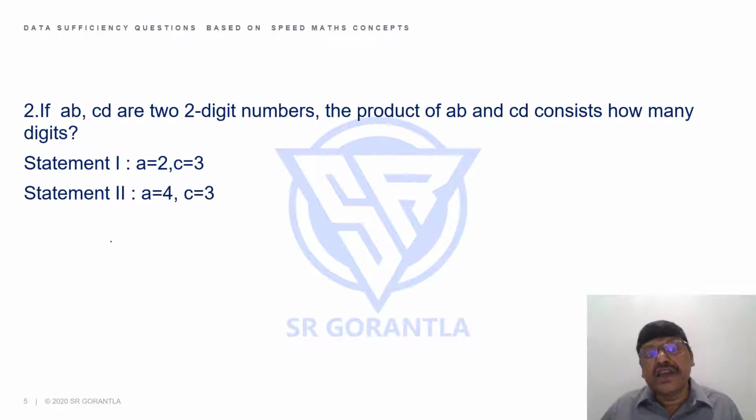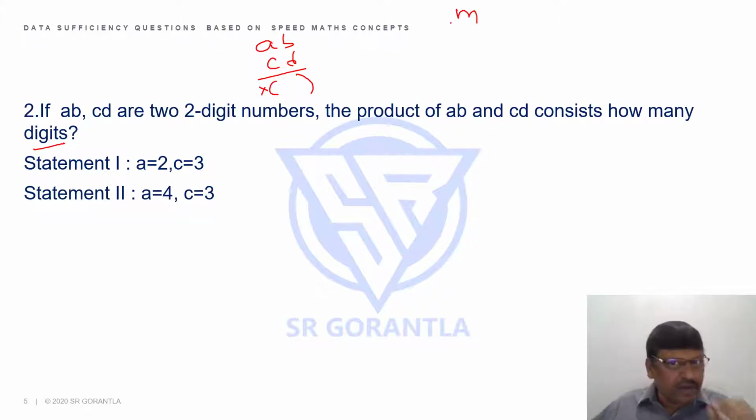If AB and CD are two digit numbers, the product of AB and CD consists of how many digits is the question. Students, let me tell you one thing here. One concept I'll tell you first, then I'll come to the statements. Statement 1 is A is 2, C is 3, statement 2 is A is 4 and C is 3. Before I discuss this, let me tell you one simple concept.